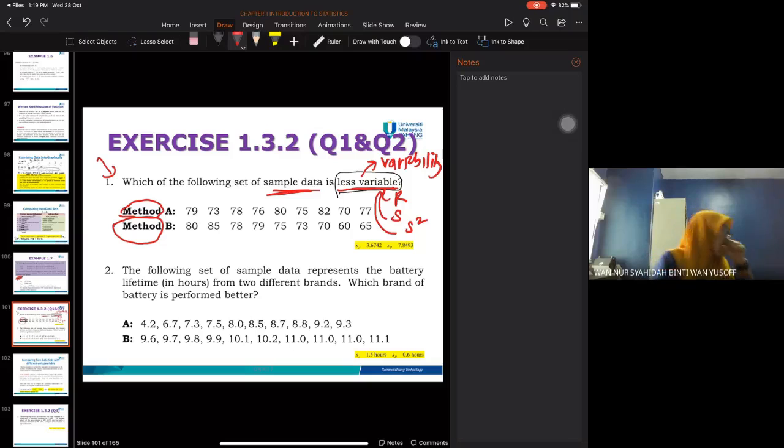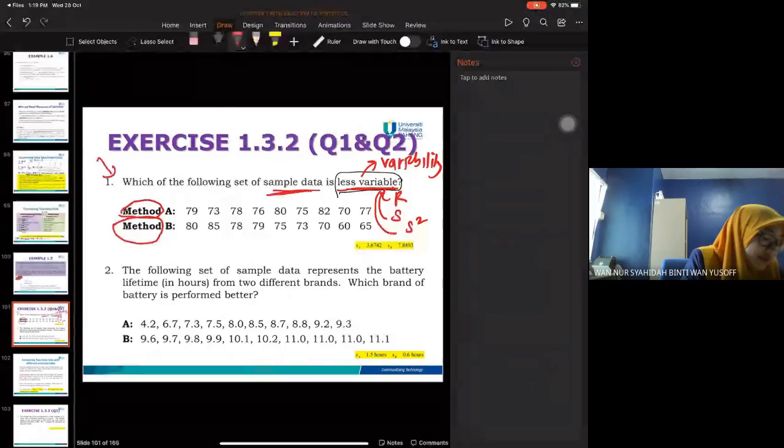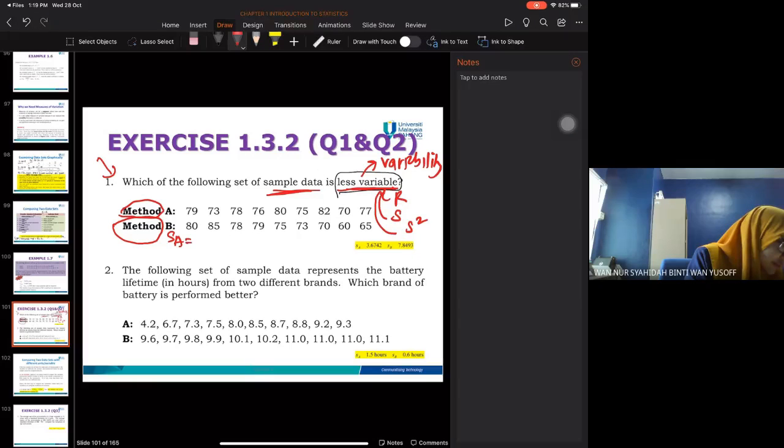Okay, so I will just use the answer here. The standard deviation for method A is SA equal to 3.6742, using four decimal places. In every calculation, use at least 4 decimal places. Less than 4, I will deduct your marks. In quizzes, tests, and the final, less than 4 decimal places, I will deduct your marks. So make sure that you use 4 decimal places.